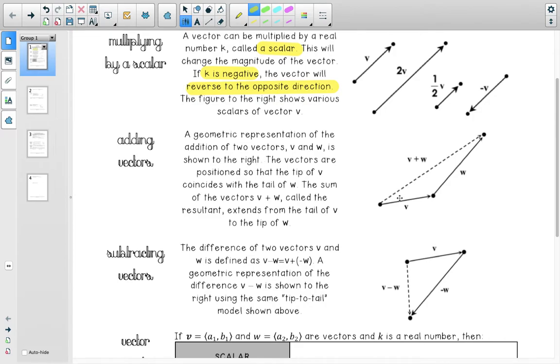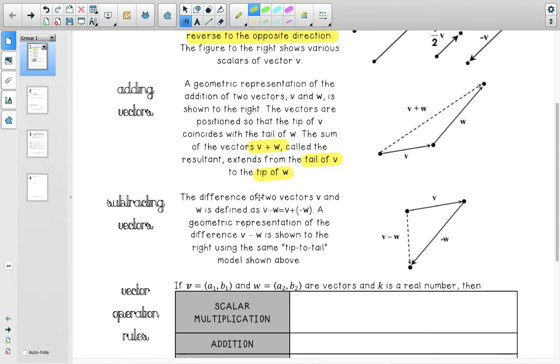When adding, this is the geometric situation that happens. If you have v and w added together, you create v plus w. The summation of that is called the resultant, and it goes from the tail of v to the tip of w. For subtracting, if you have v and negative w, which is basically adding, this is the resultant of what happens, and it's the same tip to tail situation.